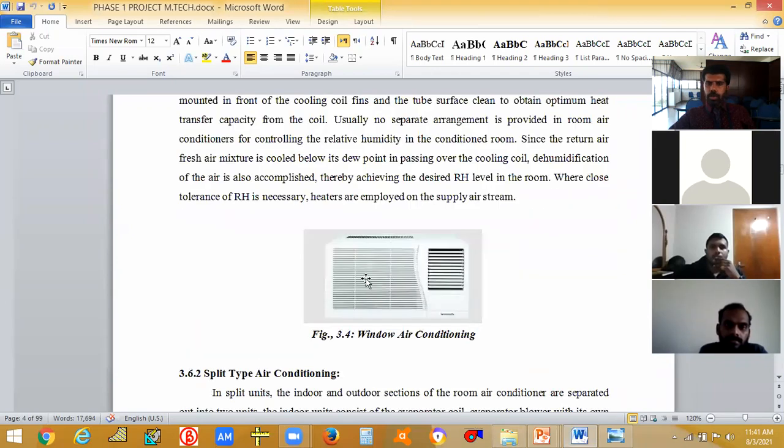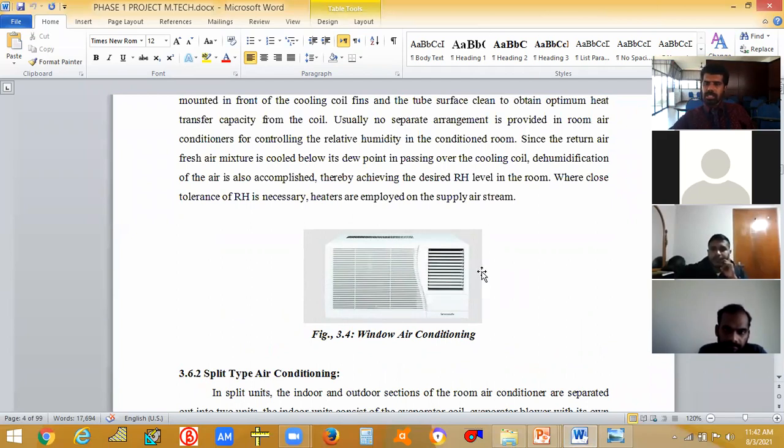See, this is the window air conditioning system. Initially, we were using it. It seems to be like a window. It's a single system, you can see this. In the initial days, we were using this. Nowadays, we are not using all these things.